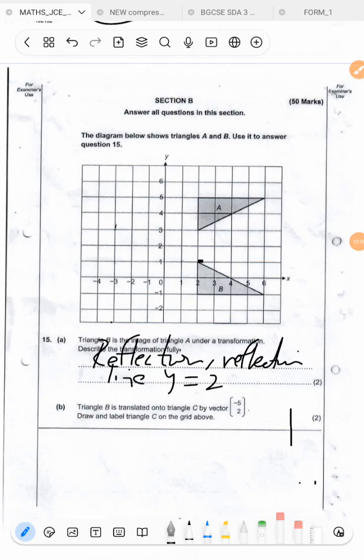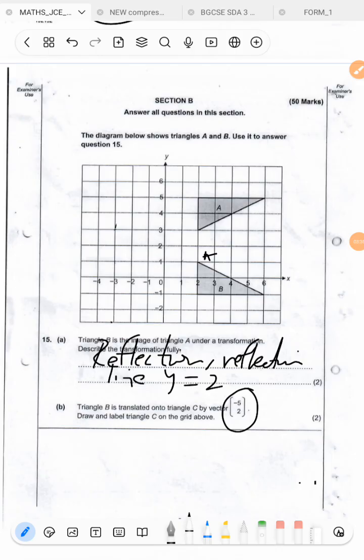There are two methods of doing this. You can identify the coordinates of the points of triangle B, for example the coordinate of this point, that point, and then you add it to the vector to find the new location of those points after being translated. Or you can manually do it. Let's first use the manual method, where we manually move these points.